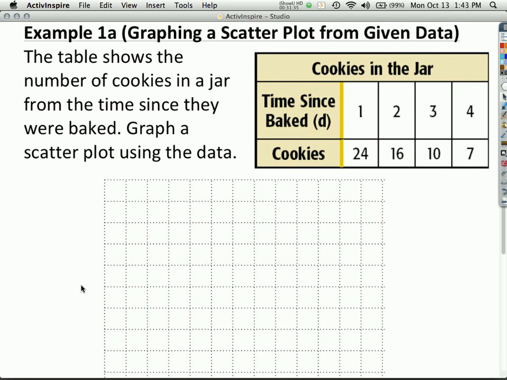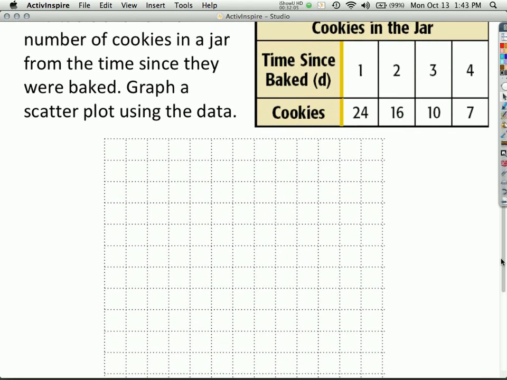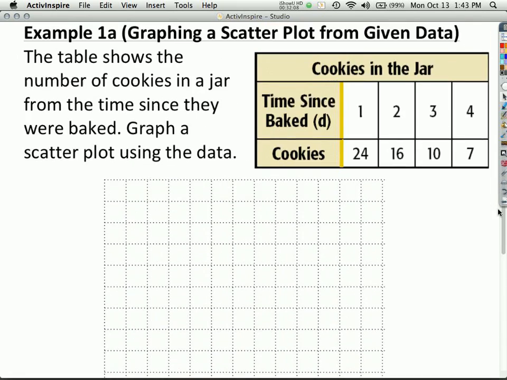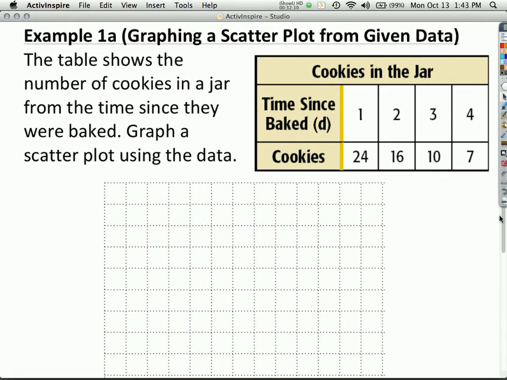So for the first example, I chose something kind of silly, kind of harmless. There's nothing really intense about cookies in a cookie jar and the time since they've been baked. But it will give us a good opportunity to just learn how to make a scatter plot. Now, I don't care if your table is perfect, you just need it down. So, we're going to do a graph, but we have to plan it out. You can't just jump right in because then you won't have enough room.